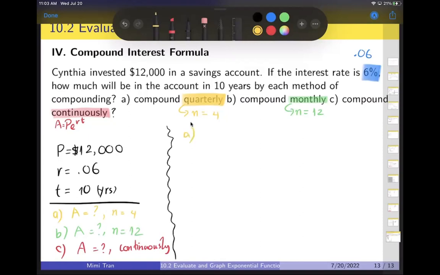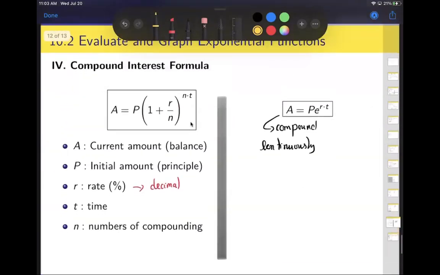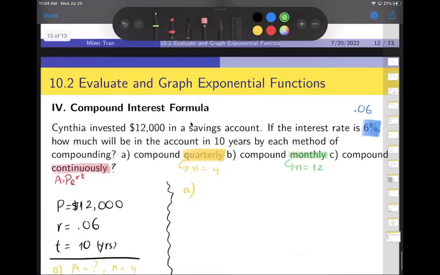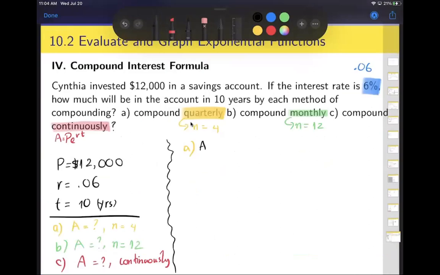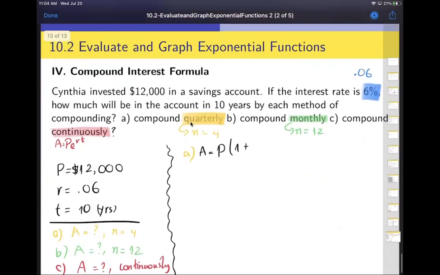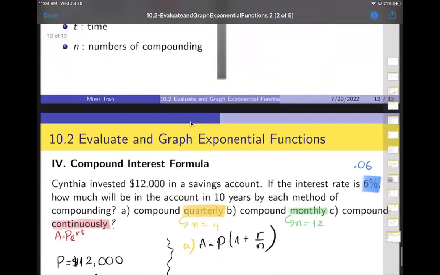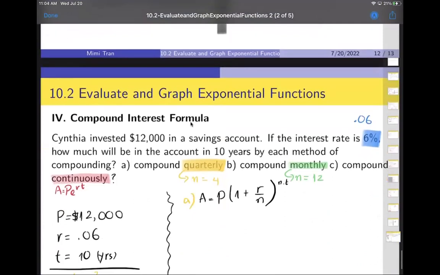So the formula, because they give you the number of compounds, is going to be this one. Same thing with B. So let me rewrite it here for you. A equals P times parenthesis 1 plus R over N, to the N times T. By the way, you're not supposed to remember that. I'll give it to you on the test. And then you plug it in.